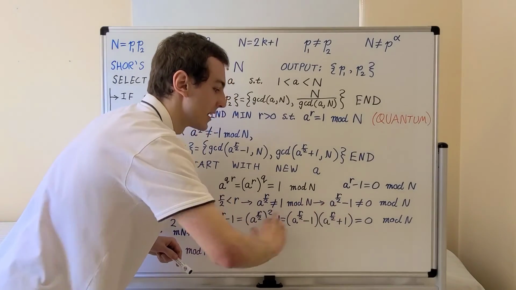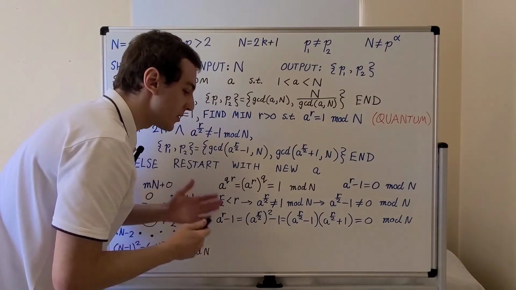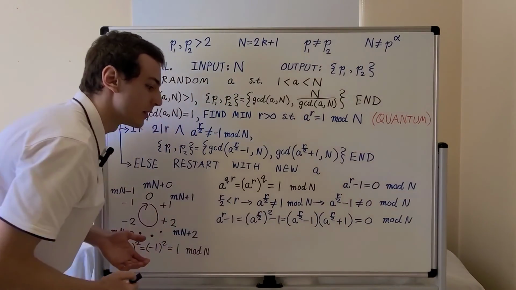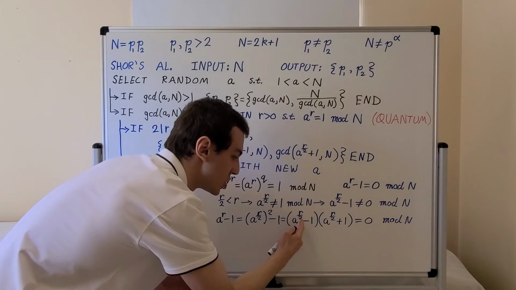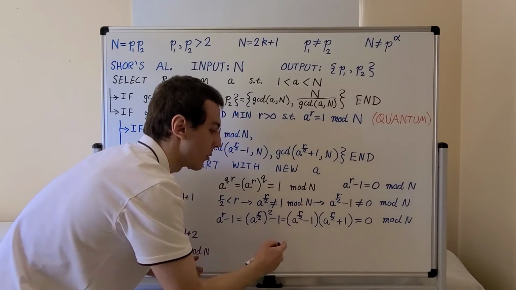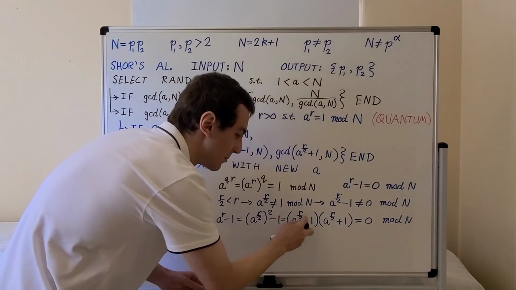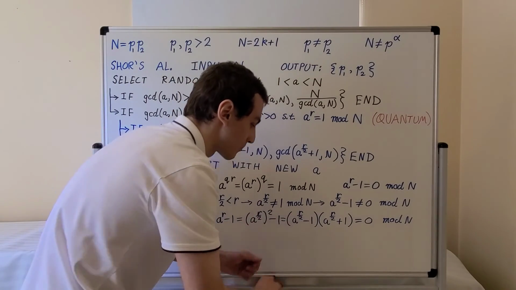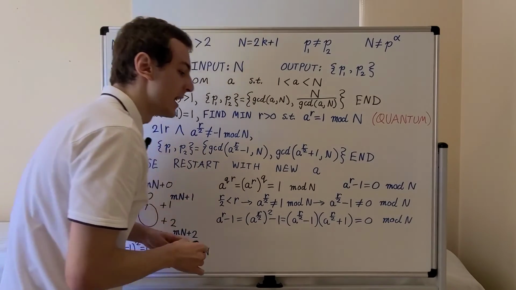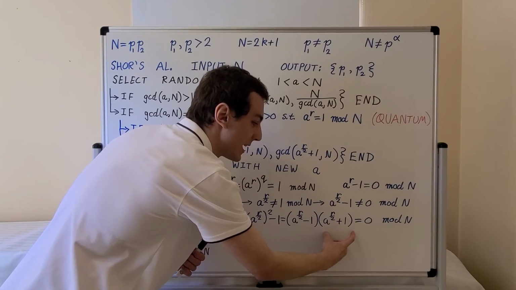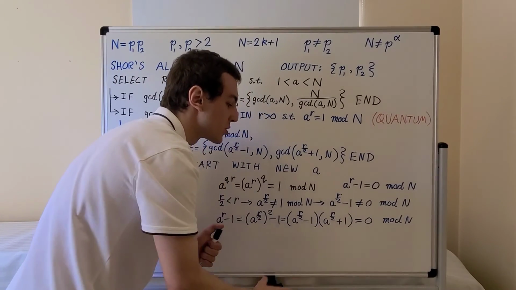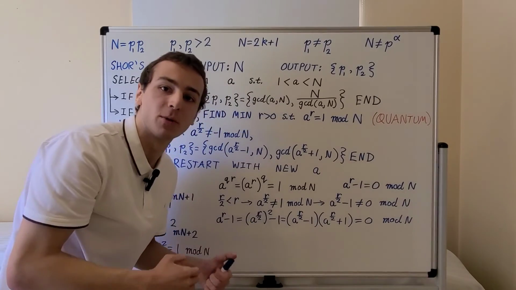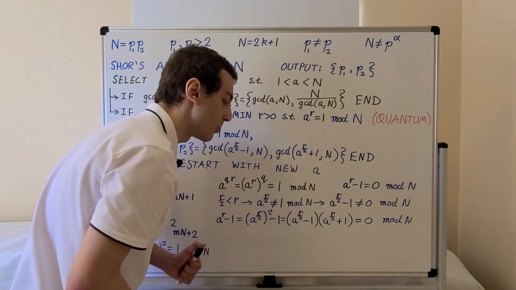What are some problems that could arise over here? So the first problem is if r is odd. If r is odd and we divide by 2, we're dealing with a fractional power, and that's going to cause problems. We want this to be an integer. We need r/2 to be a positive integer. Another problem that could arise is that one of these values can be equal to 0. Or in other words, one of these values could be an integer multiple of n. And that's going to cause problems.